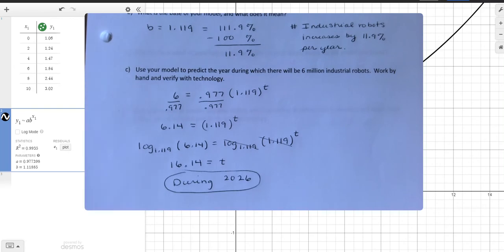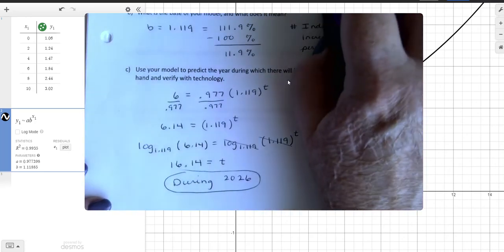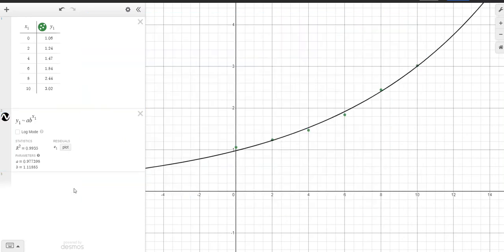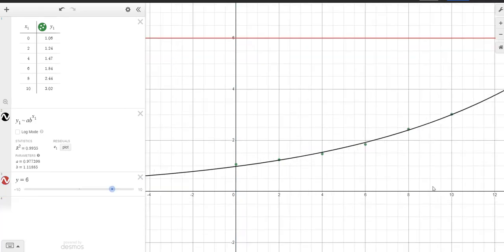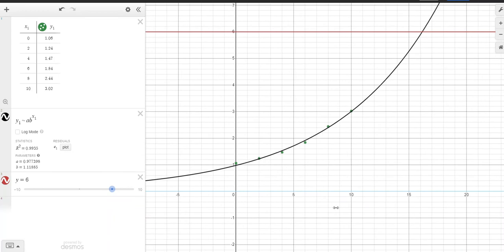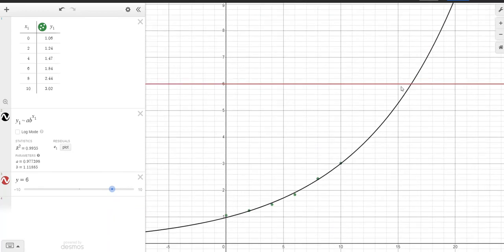All right, let's verify this one. We've already got our graph on Desmos anyway. Let's verify it there. I wanted to know when y was 6. And I can't see that right now because I don't have a large enough graph, so let's fix that. There we go. And notice I get a slightly different value, 16.15 this time. That's just because I rounded off my numbers and they're using all of the decimal places. But notice it would still be the year 2026, the way they did it as well.